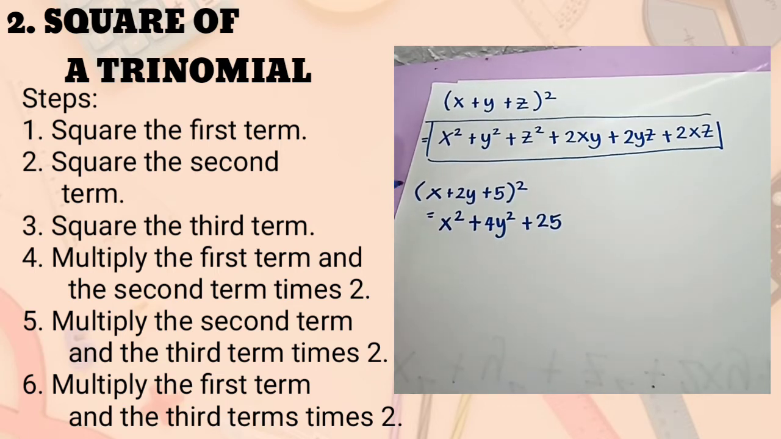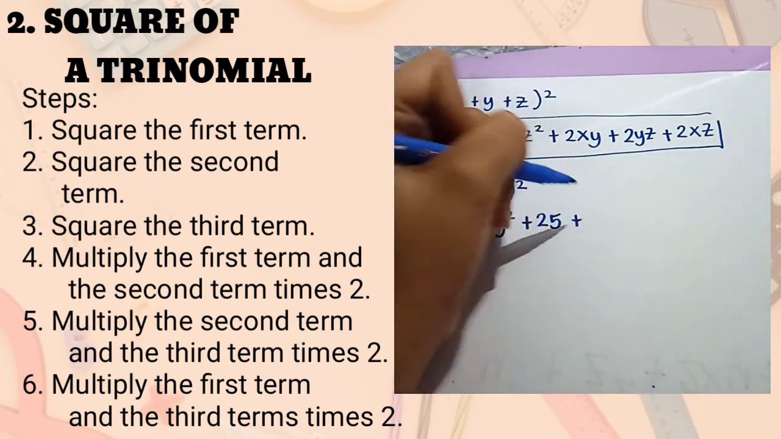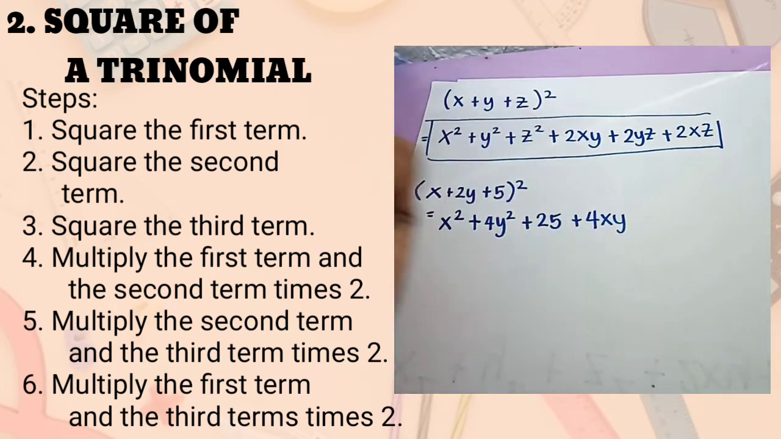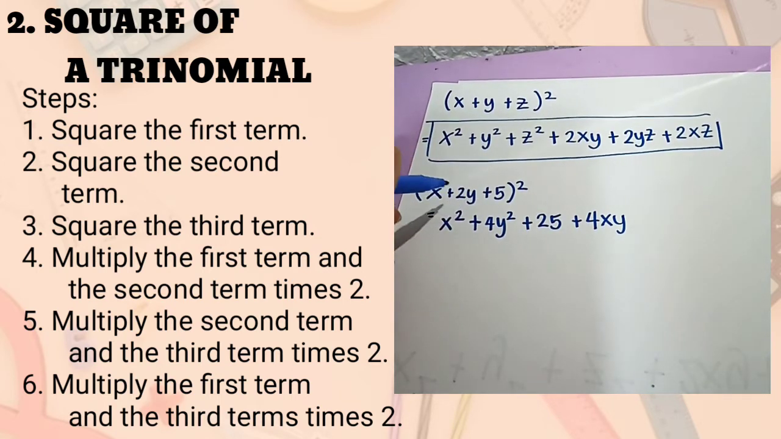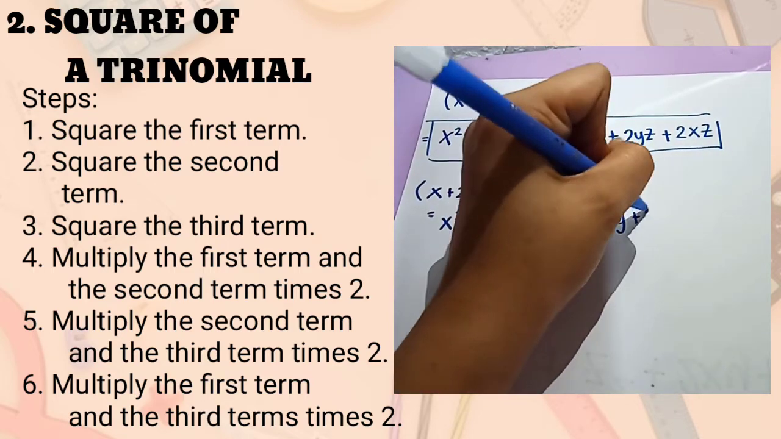Next step is to multiply the first term by the second term, then times 2. X times 2y is equal to 2xy, times 2 is equal to 4xy. Then, next step is to multiply the second term by the third term, then times 2. So, 2y times 5 is equal to 10y, times 2 is equal to 20y.